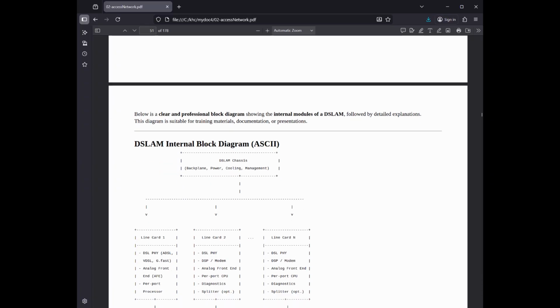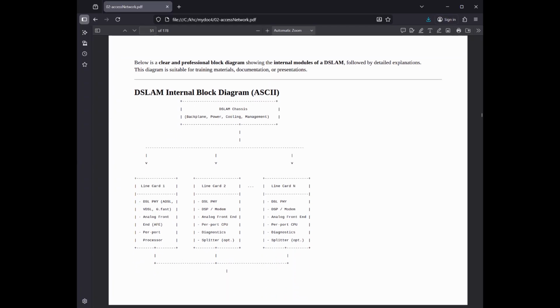Further analysis. Analyzing a DSLAM, Digital Subscriber Line Access Multiplexer, from these 5 architectural aspects reveals how it functions as both a high-density modem bank and a sophisticated network switch. 1. Line cards, the subscriber interface.